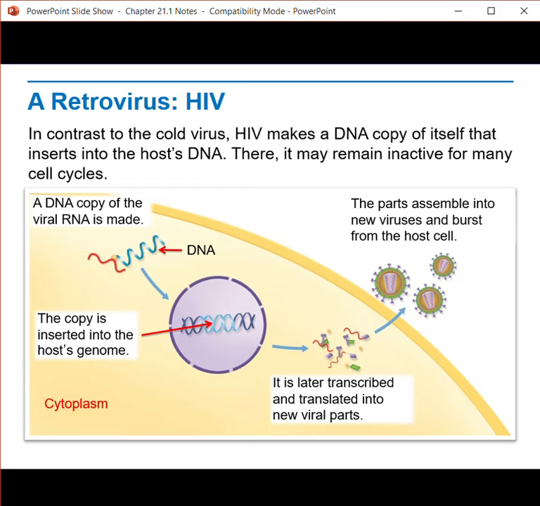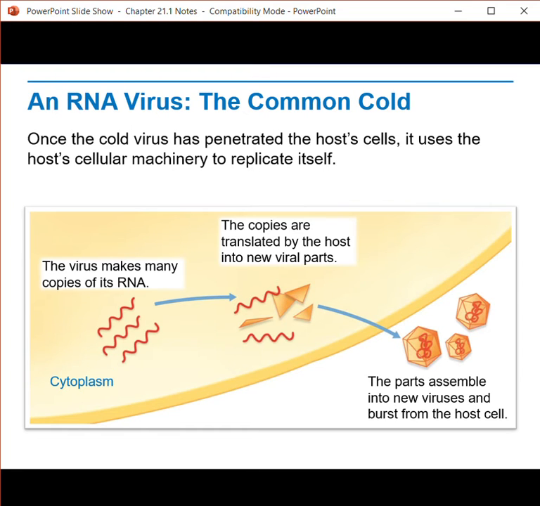Now, let's compare and contrast the HIV infection mechanism with the common cold mechanism. So, the common cold mechanism. Once the cold virus has penetrated the host cell, it uses the host cellular machinery to replicate itself, and quickly. It's fast acting. It does not remain inactive. It wants to get in there and do its job. Let's move to the next slide.